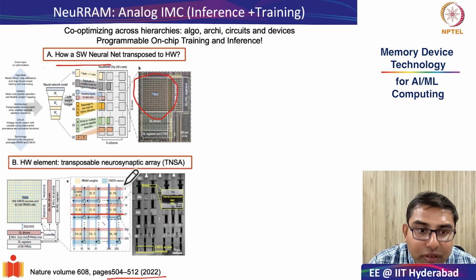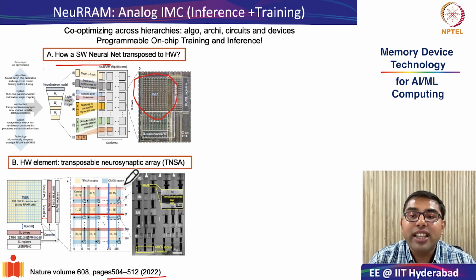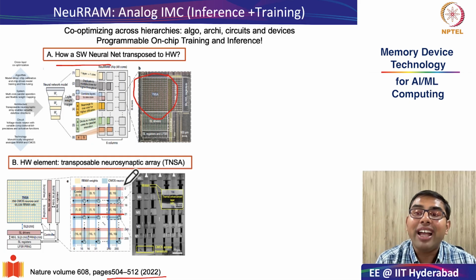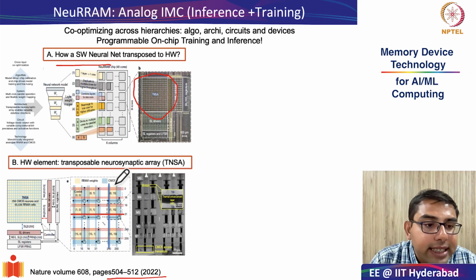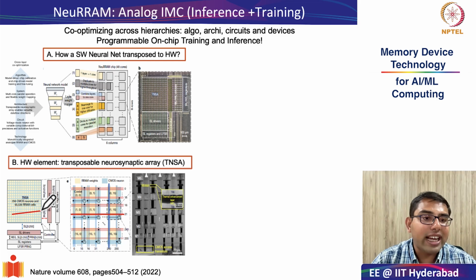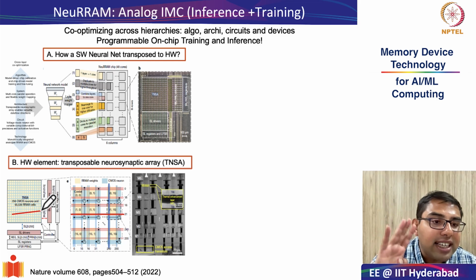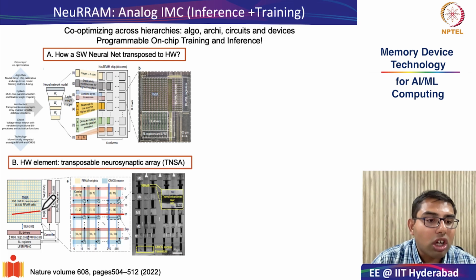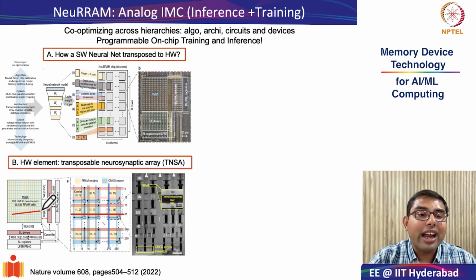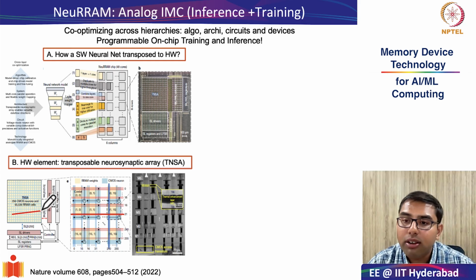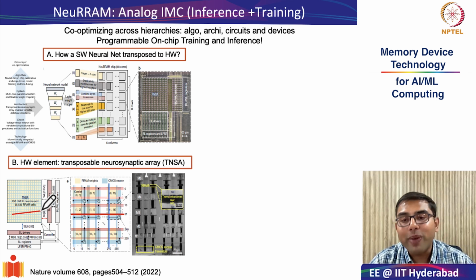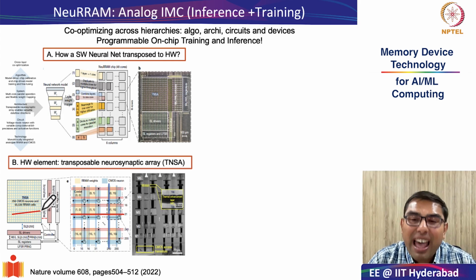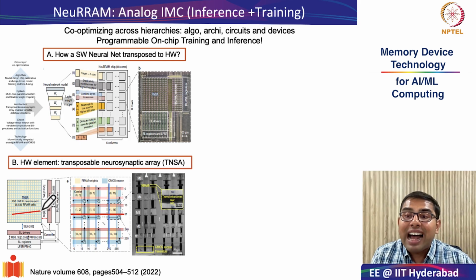The next level of abstraction we will look at is the transposable neurosynaptic array, which is doing the vector matrix multiplication itself. So as you can see, here we have your transposable neurosynaptic array, each consisting of 256 by 256 CMOS neurons and consequently RRAM cells, which are at the cross point of each and every neuron. Now let's understand what is transposable in this neurosynaptic array. It means that this array can be dynamically reconfigured to operate in either row-wise or column-wise mode.